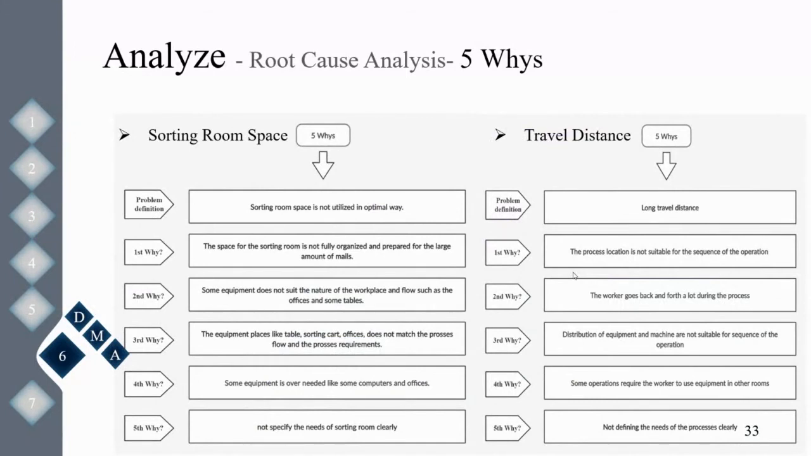Then we apply 5 whys at the sorting room, and the problem definition is the sorting room space is not utilized in an optimal way, and the 5th why is not specifying the needs of the sorting room clearly. Also, we apply 5 whys on travel distance, and the problem definition is long travel distance, and the 5th why is not defining the needs of the process clearly.